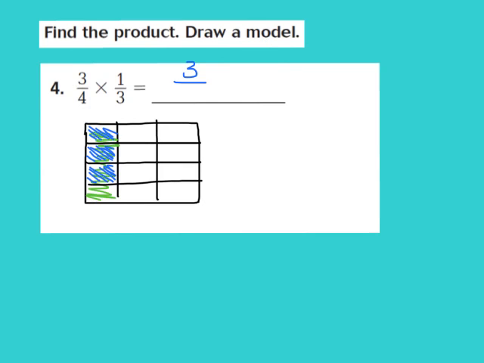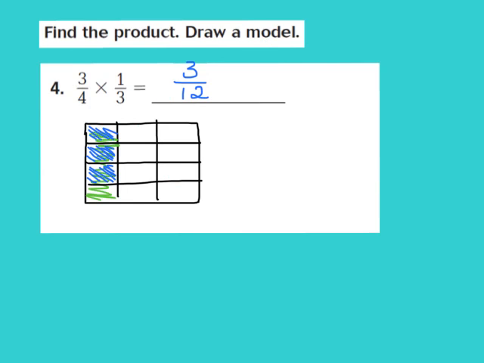And now our next step is going to be this. We're now going to count the total number of rectangles within the larger rectangle. So I know that there's 1, 2, 3, 4, 5, 6, 7, 8, 9, 10, 11, 12. So that means that 12 is going to become the denominator. So what I know is this. 3/4 times the fraction 1/3 is going to equal the product of 3/12.